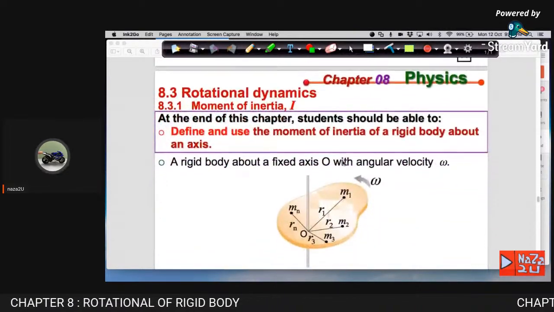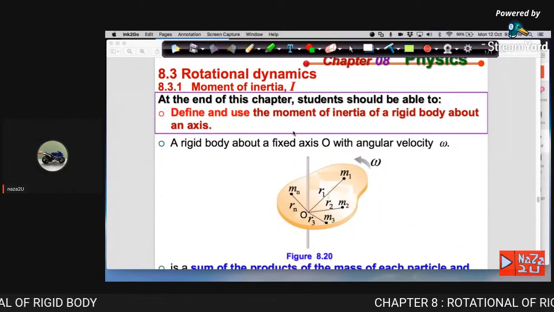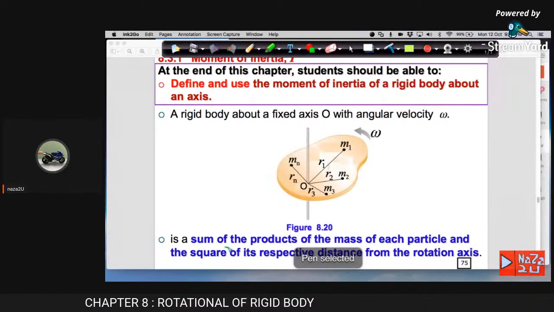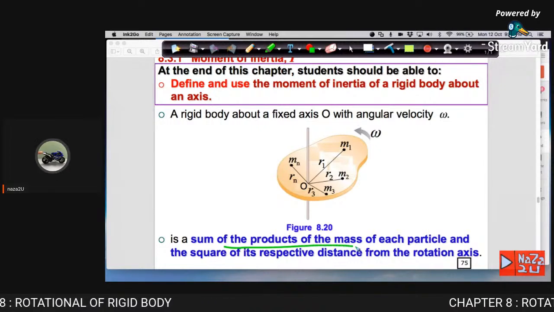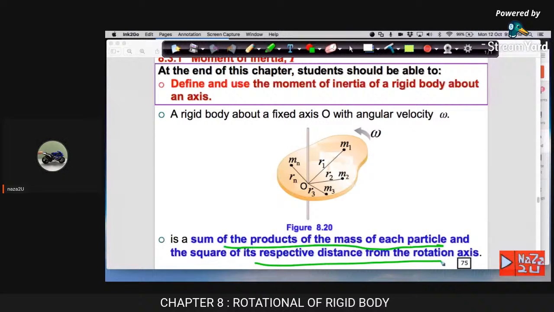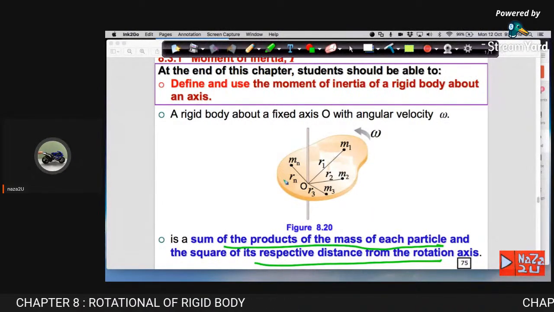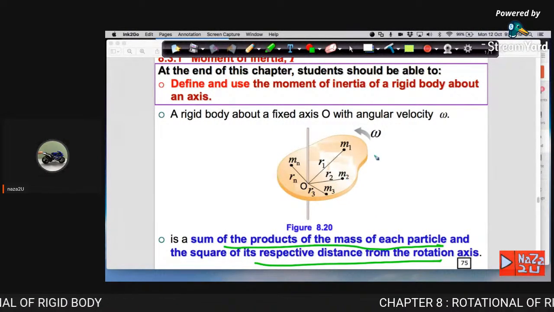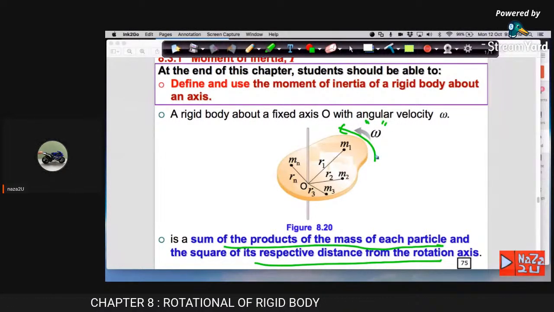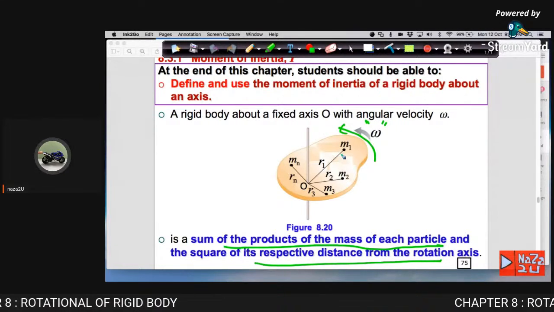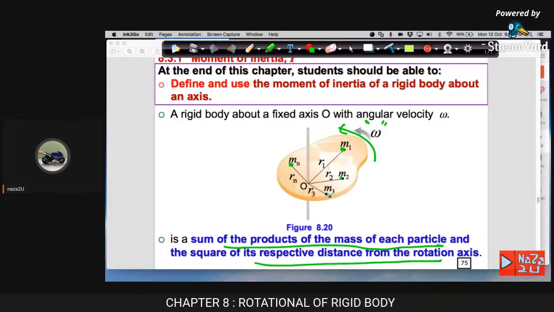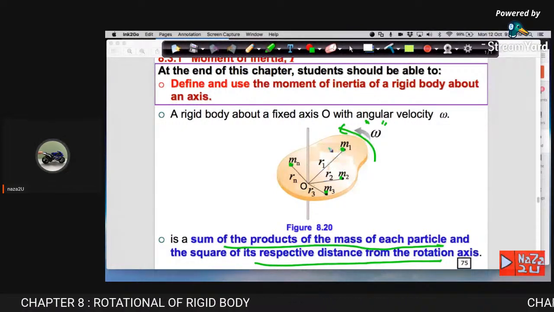Seterusnya kita akan tengok mengenai moment inertia. So, apa itu moment inertia? Okey. Moment inertia adalah sum of product of the mass of each particle square respective distance from rotation axis. So, macam ni kita ada satu jasad rigid body. Lepas dia rotate, berpusing dengan satu angular velocity omega. Jasad rigid body ada setiap partikel, kita gambarkan partikel M1, dia bukan ada 1, 2, 3, mungkin beratus ribu juta.